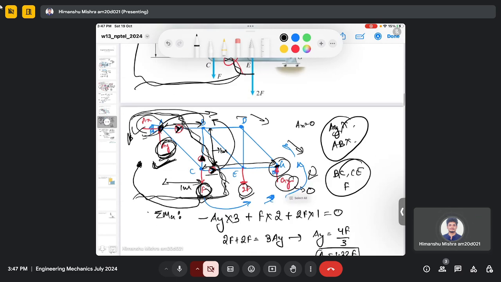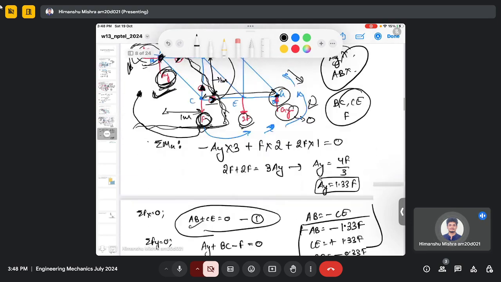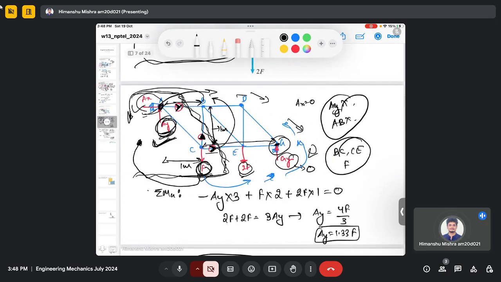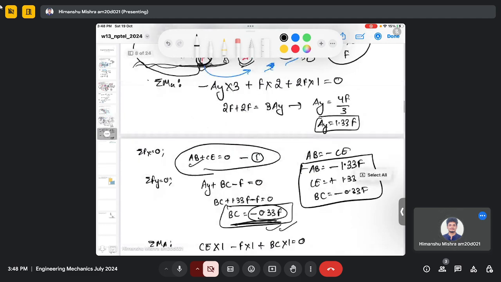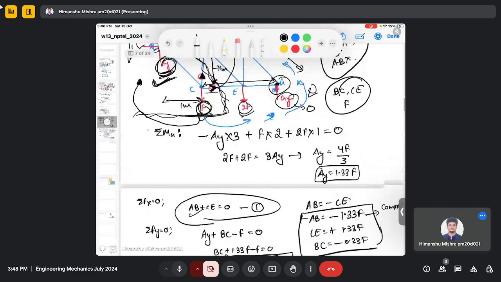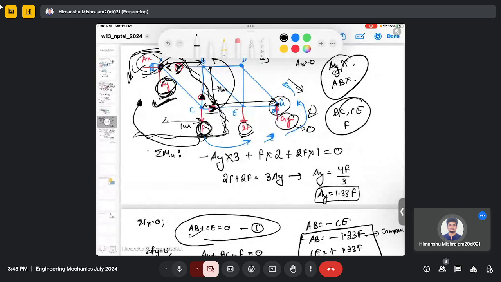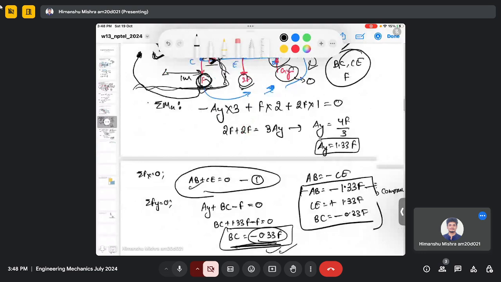So we got AB as minus 1.33 F, which means this direction was wrong. We have assumed the wrong direction. The direction should be this, so it's going towards the joint. So it's a compression. So AB is in compression. Then CE is positive, which means it's going away from the joint, so it's a tension.